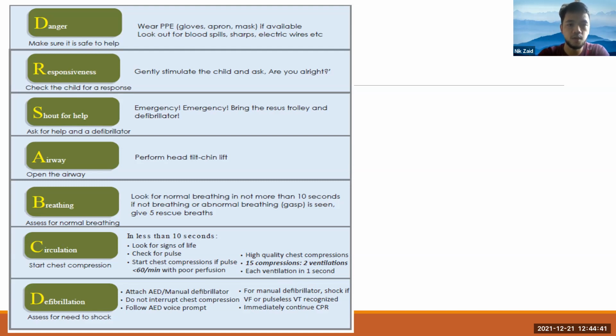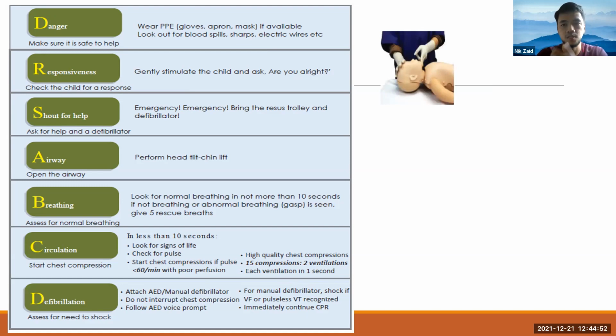So perform head tilt chin lift. In infants, it is mainly noted that because of the difference in anatomy, we don't overextend the head tilt chin lift, because it will definitely block the airway. We just put the infant in the neutral position and slightly perform the head tilt chin lift. And if there's a suspected spinal fracture, we do the jaw thrust.